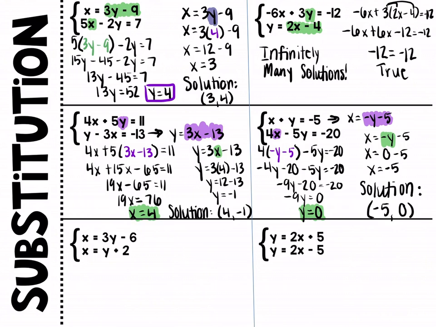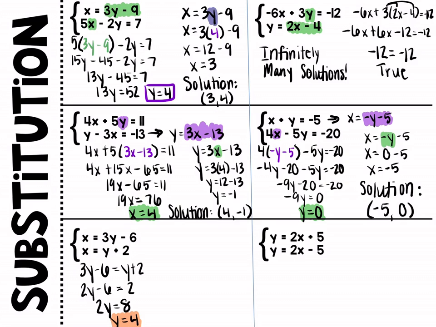So now we're going to open up the next one. So I have x equals 3y minus 6 and x equals y plus 2. So the first thing we're going to do is set them equal to each other. So I have 3y minus 6 equals y plus 2. Okay, you set them equal to each other. So then I'm going to subtract y on both sides. So I have 2y minus 6 equals 2. Then I'm going to add 6. So 2y equals 8. So y equals 4, right? So I have this set, y equals 4.